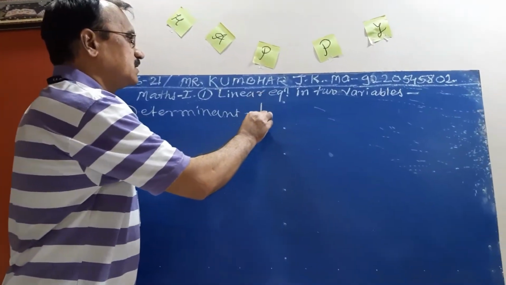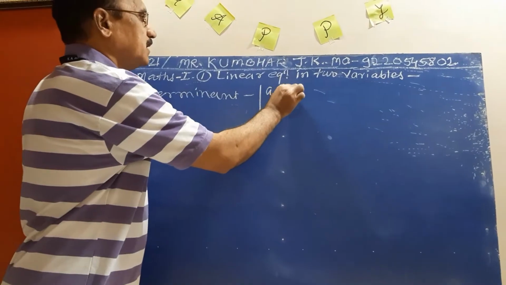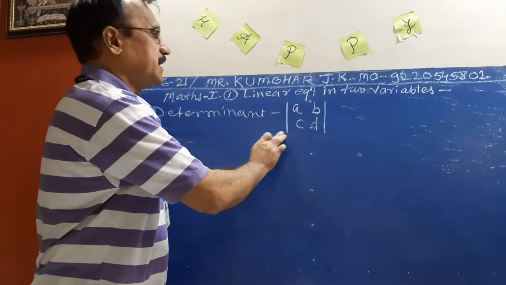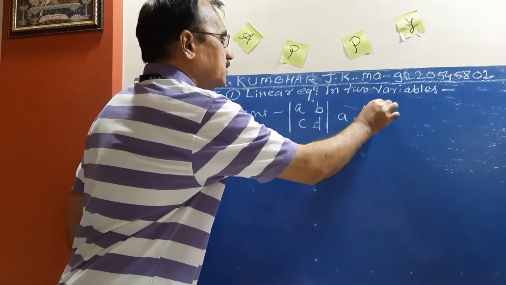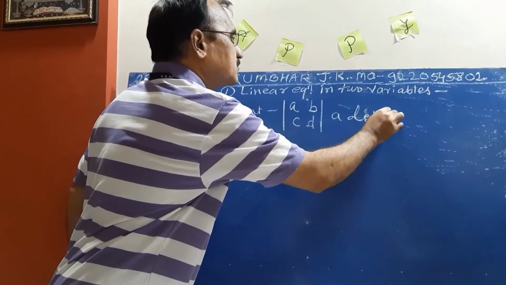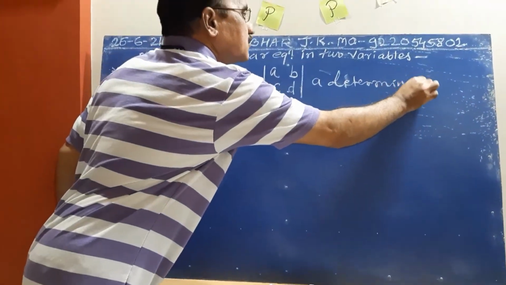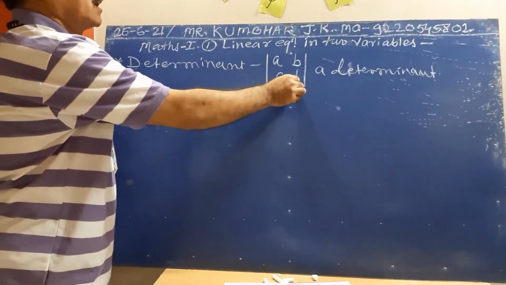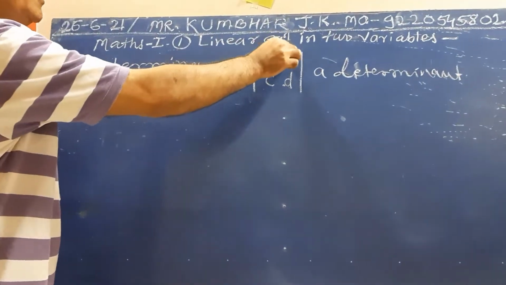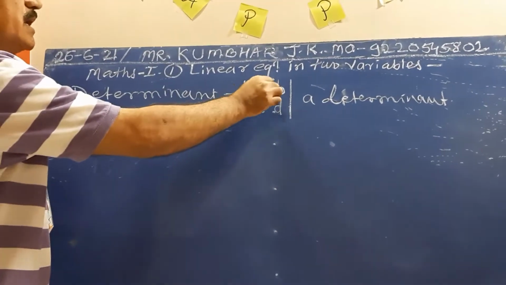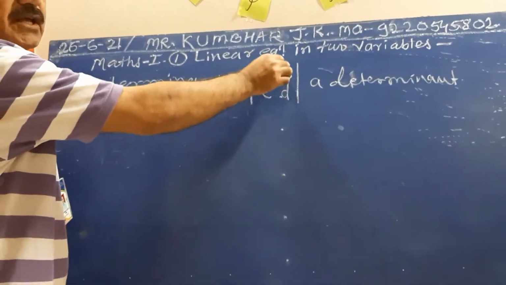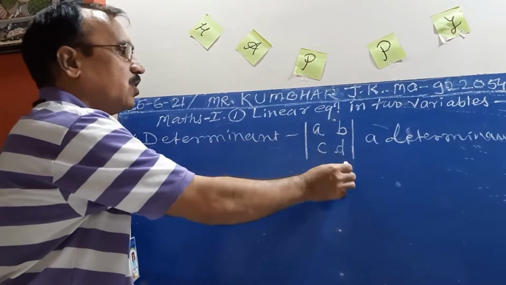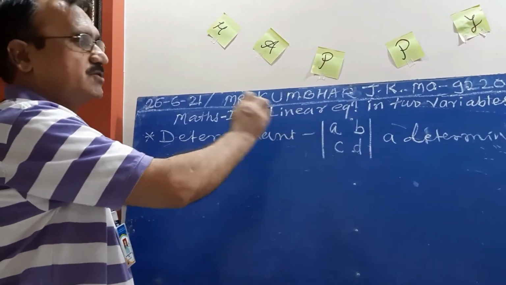You know, this is the sign of determinant. A, B, C, D is called a determinant. Here A, B and C, D are two rows, and A, C and B, D are two columns. There are two elements in each row and each column. Therefore, the degree of this determinant is 2.